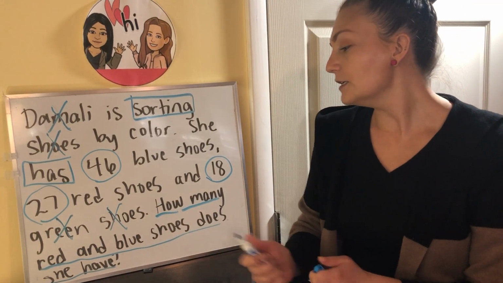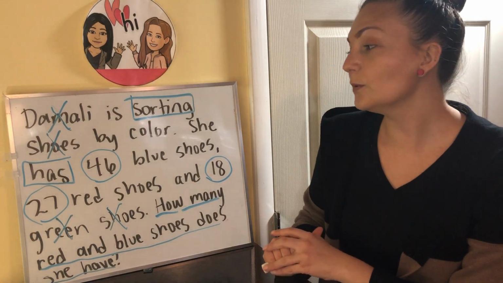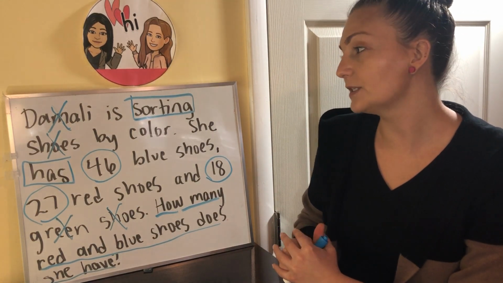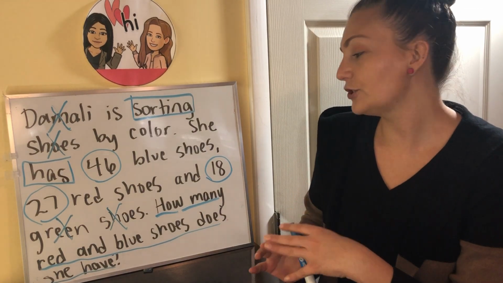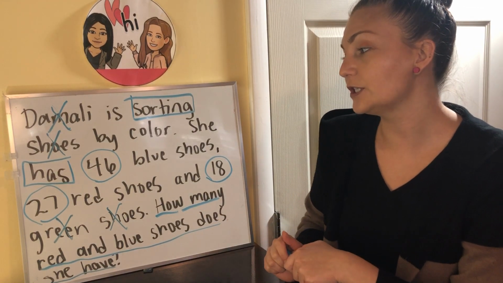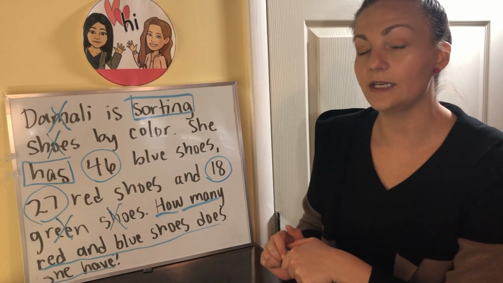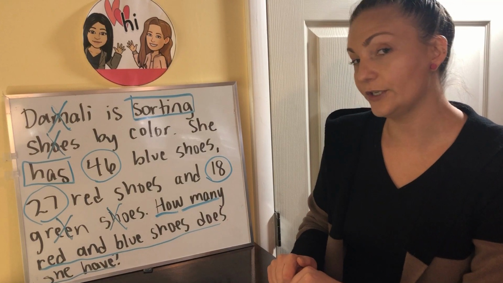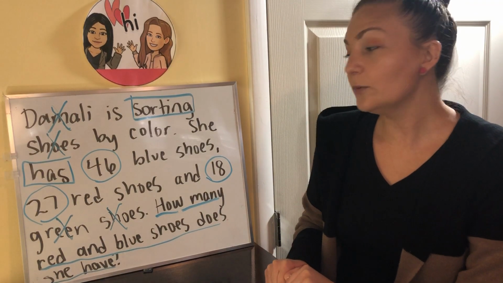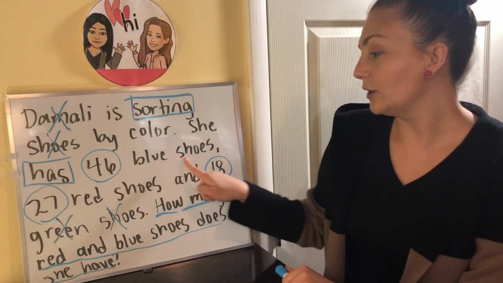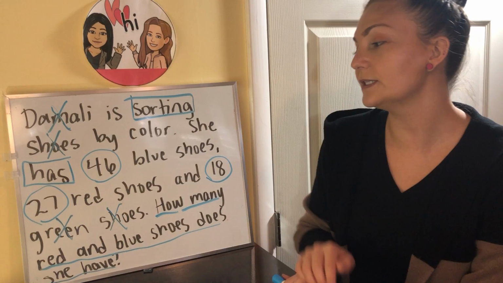Okay, so now that we've started breaking apart our problem using CUBES, we're ready to draw a diagram to help us solve. So let's think about the question first. How many red and blue shoes does she have? So which numbers are we going to be using here to help us solve that question? We will be using the blue shoe total, which is 46, and the red shoe total, which is 27.